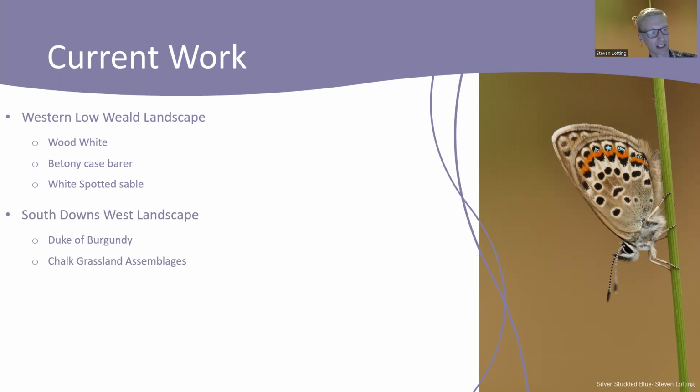The other big major landscape we work on is the South Downs National Park, and particularly focused towards the western end of that, where there are a number of Duke of Burgundy colonies. And we're working with landowners to ensure the correct management for these species, along with other chalk grassland assemblages, where we use our Magdalen Hill Down Reserve as a showcase point for how to manage for those species. Duke of Burgundy is currently absent from that site, but in terms of chalk grassland assemblages, it's a reserve that holds all of those very well and is able to demonstrate good management techniques.